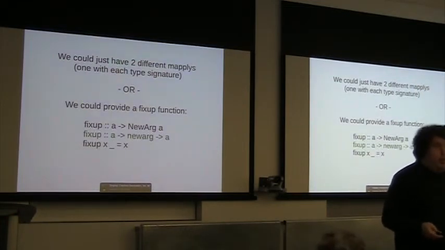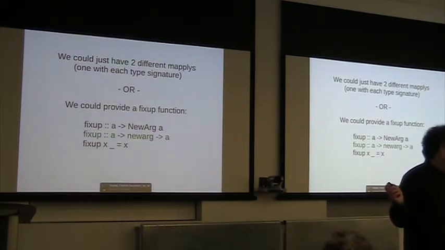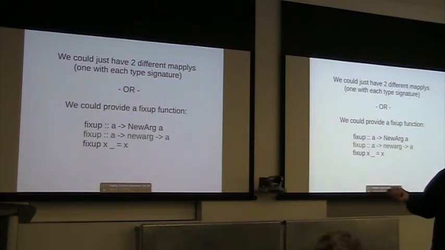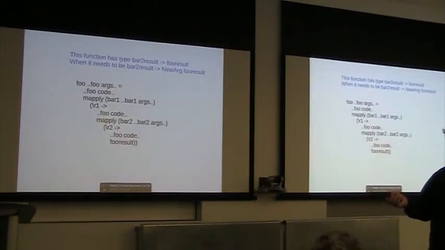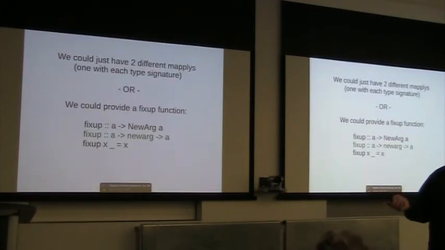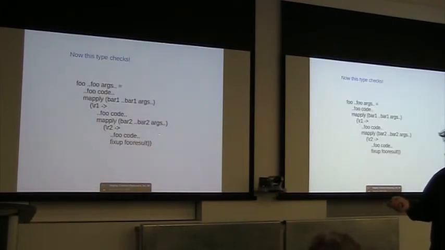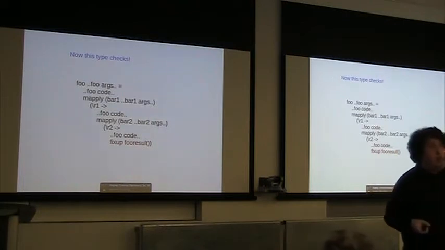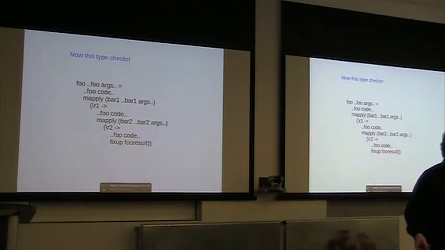And just to be clear, what you're saying here is that when you do have that kind of composition that would result in new arg, this signature will get found automatically. Yeah, well, this signature... Will you have to call fixup? Yes, we're going to have to call fixup. Exactly right here, in fact. So what we need to do is all the way down here, instead of just returning foo result, we need to return fixup foo result.